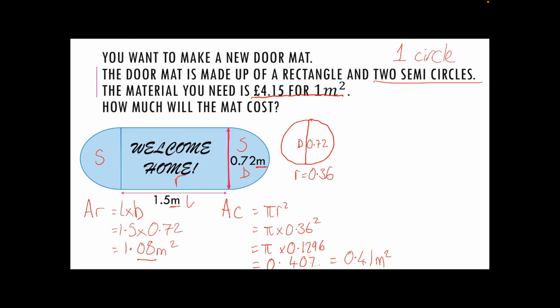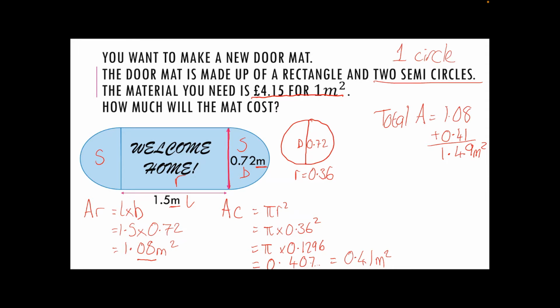Now what I need to do is find my total area, and that's going to be my 1.08 plus my 0.41, and that is going to give us 1.49 metres squared. We are told that it is £4.15 for every 1 metre squared.